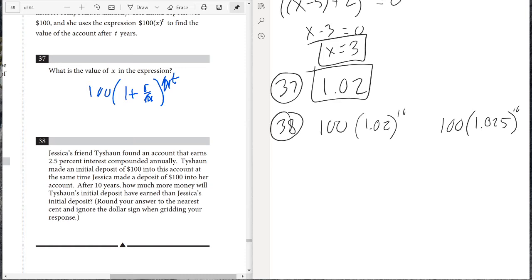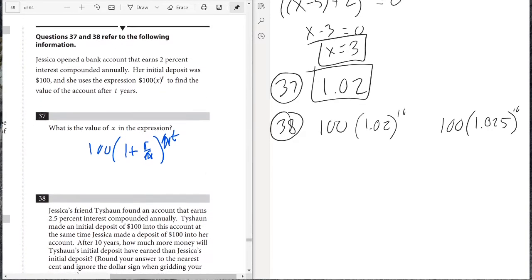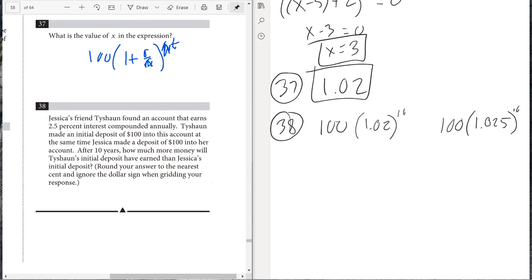And I get 6.1. Wait, that's it? Oh, yeah, they are only depositing $100, and it's only a difference of 0.5%. So, yeah, that makes sense. So Tyshawn made $6 more than Jessica. And you answer to the nearest cent. Ah, nearest cent, and ignore the dollar sign when creating your response. Okay, so then it would be $6.11.